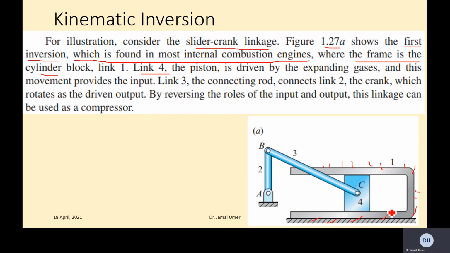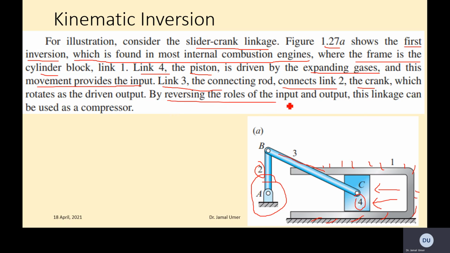And link 4, the piston, is driven by expanding gases, and this movement provides the input. So you see when you have the expanding gases, this will provide the movement. Link 3 is the connecting rod. So this link 3 is a connecting rod. It connects to link 2, this one, the crank. You see the crank is supposed to move like that, which rotates as the driven output.